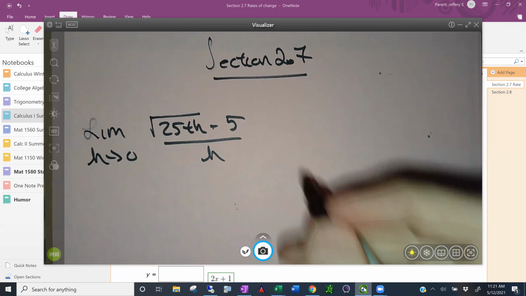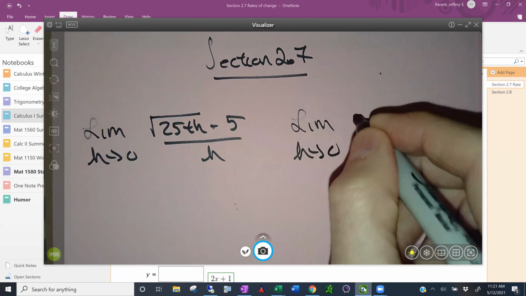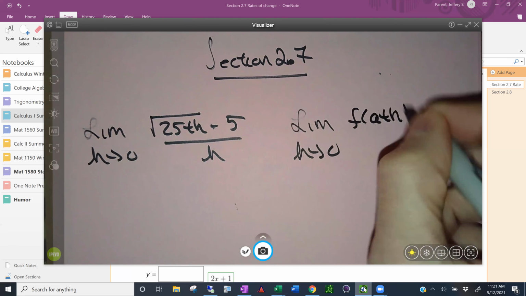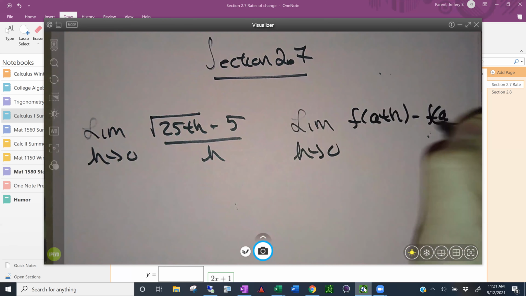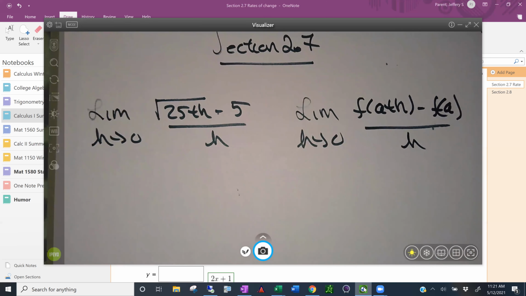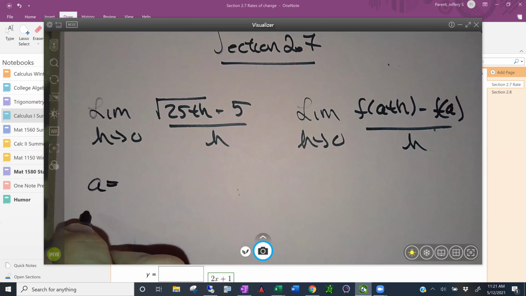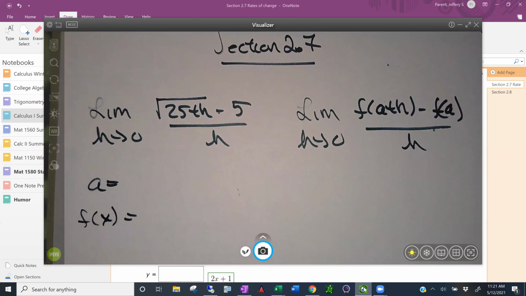So let's compare this to the limit as h approaches 0 of f of a plus h minus f of a over h. And let's see if we can identify a couple things. In particular, you're going to be asked to identify a and f of x. So the function involved and the point involved. Okay, fair enough. Let's start out by seeing if we can figure out what a has to be.